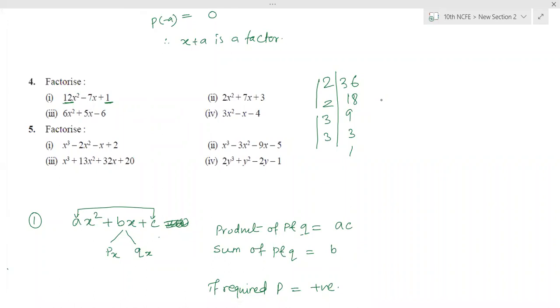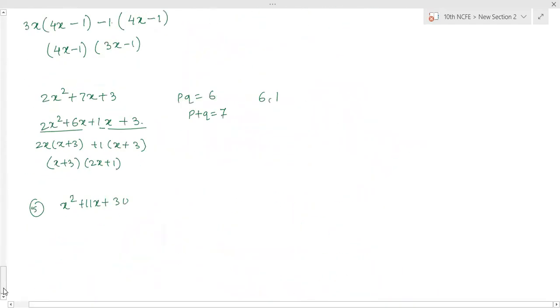Product is negative, so the difference of two numbers should be the middle term. When product is positive, the sum of two numbers is the middle term. And when product is negative, then the difference of two numbers is the middle term. So the answer is 2x minus 3 into 3x plus 2. In 2x plus 3, you have done opposite sign. 9 is positive and 4 is negative.